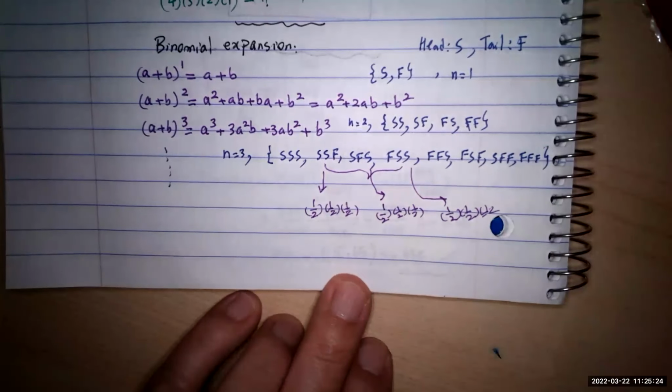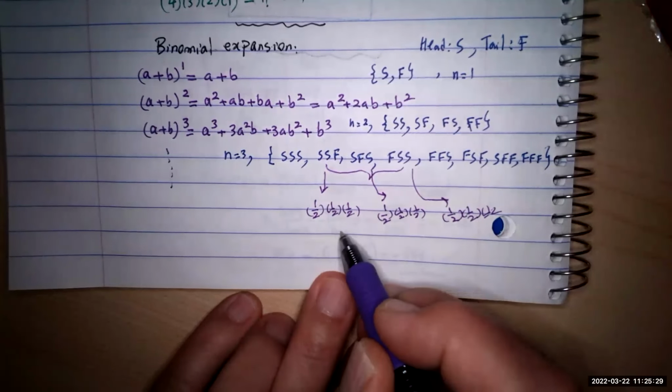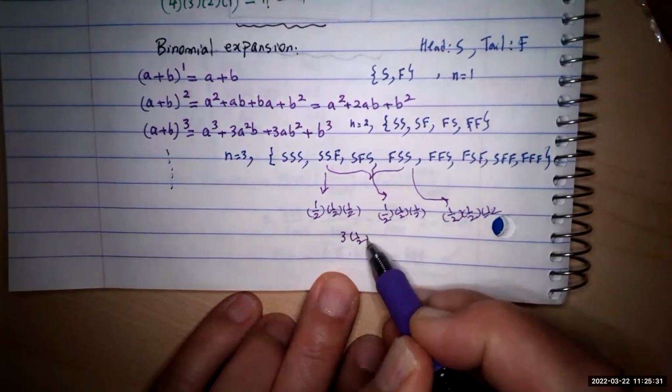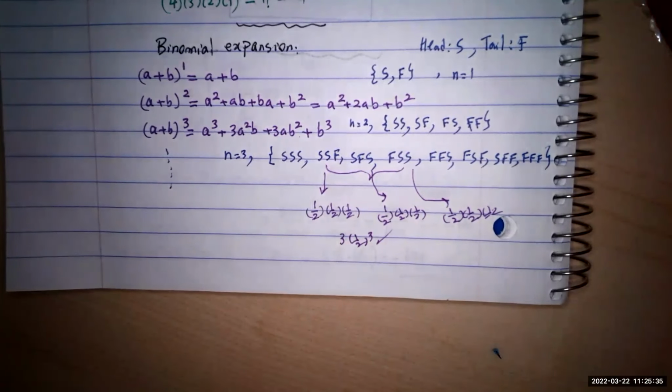So all of them would be 1/8. But how many do you have? You have 3. So that gives you 3 times (1/2) to the third. These are exactly the coefficients that we're going to know. We are going to have this over here, and this is the one that we're going to investigate in general.